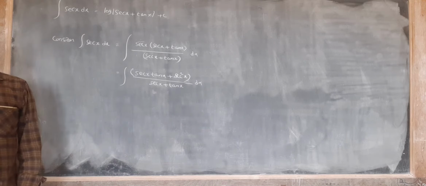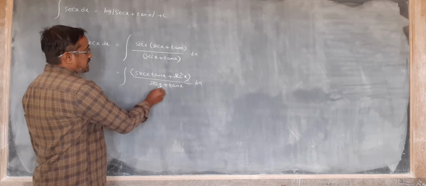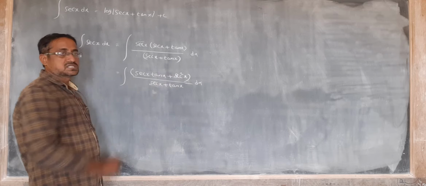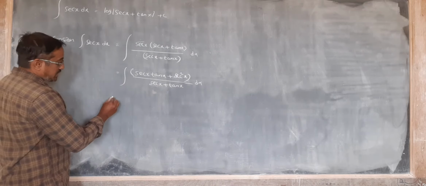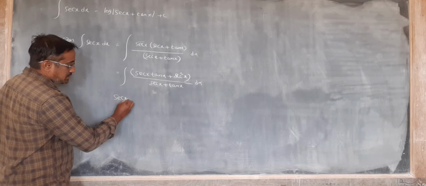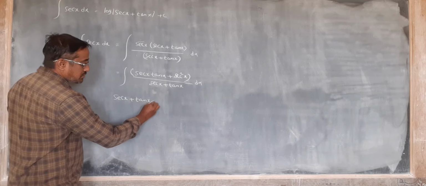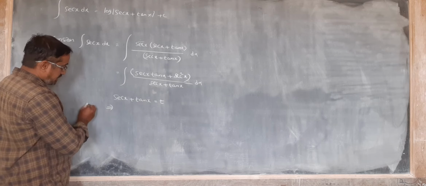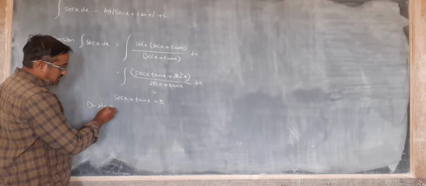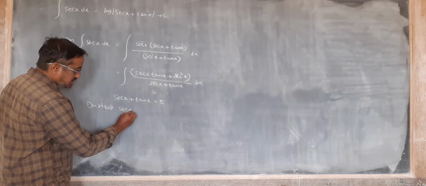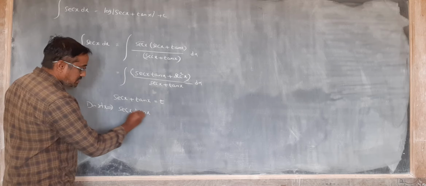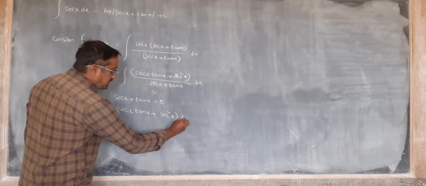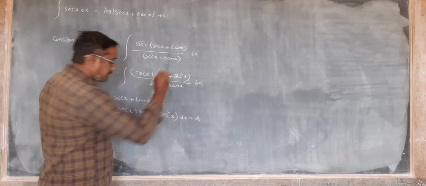Now observe the derivatives. Derivative of secant x is secant x into tan x. Derivative of tan x is secant square x. So if you take secant x plus tan x is equal to t, then differentiating with respect to x, you will get derivative of secant x is secant x into tan x plus derivative of tan x is secant square x dx is equal to dt.